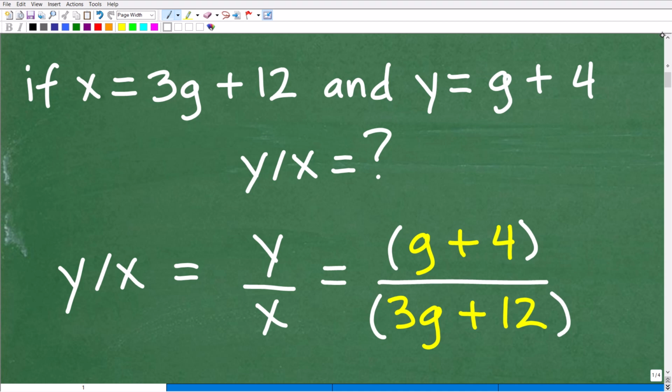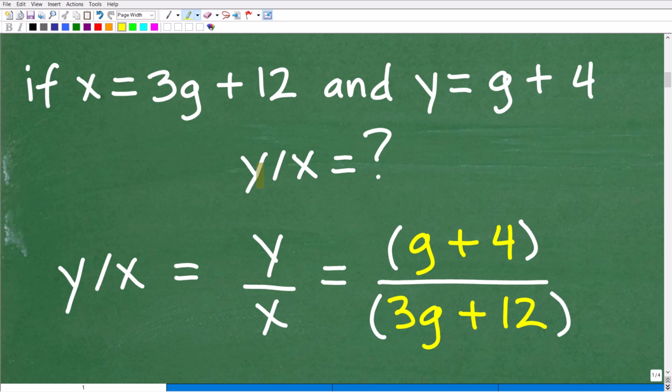Go ahead and get into this problem. And of course, the first step when you're doing a problem like this is to really read it more than one time, right? So here we have: if x is equal to 3g plus 12 and y is equal to g plus 4, what is y over x?